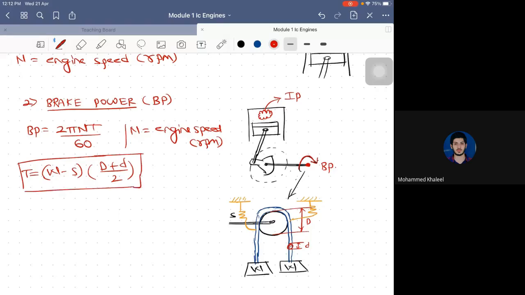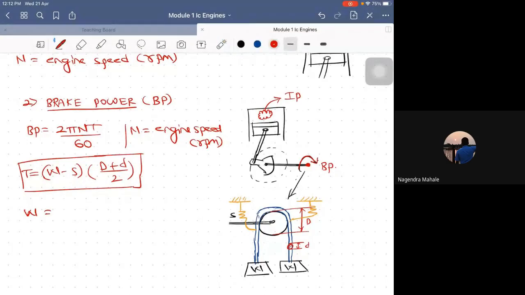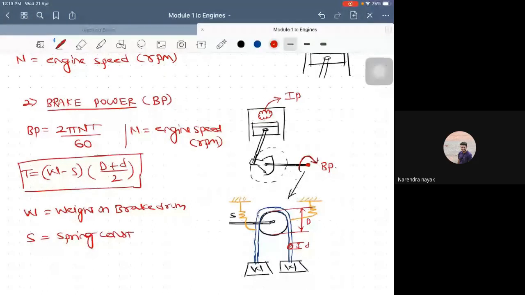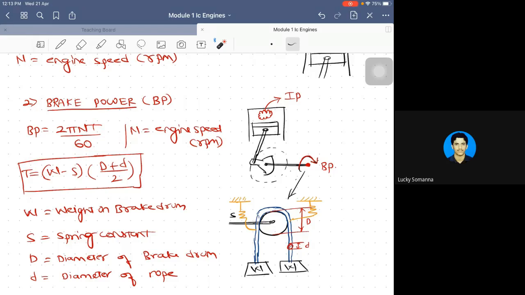So what is meant by W here? W is nothing but the weight on the brake drum. The next parameter is S. S is the spring balance reading, correct? Next, capital D. What do you mean by capital D? Diameter of the drum. So it is the diameter of the brake drum. Next, small d. Diameter of the rope. It's the diameter of the rope. With all these parameters, I can calculate my torque and I can calculate the brake power by substituting the torque calculated here. So this is how you calculate the brake power.